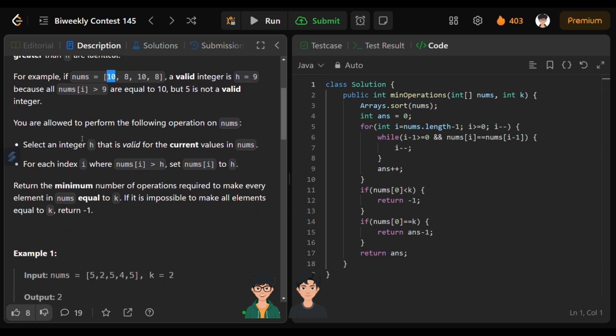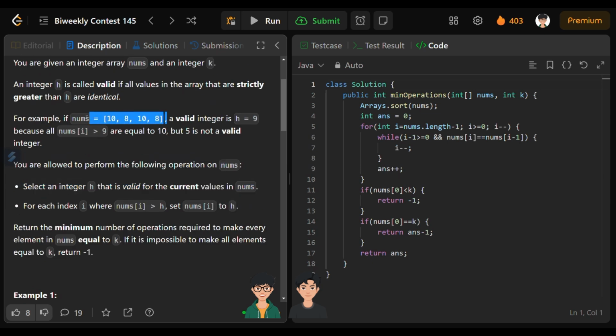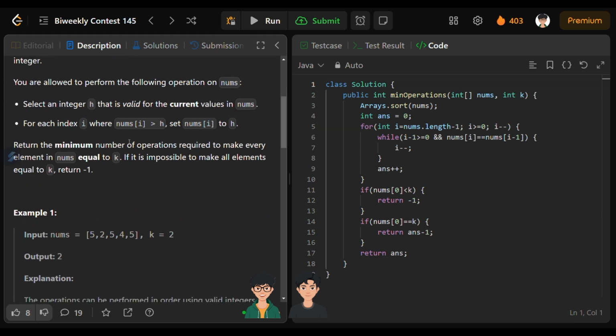So what you have to do in this question is select an integer h that is valid for the current values in nums. And then you have to replace all the elements which are greater than h with h.